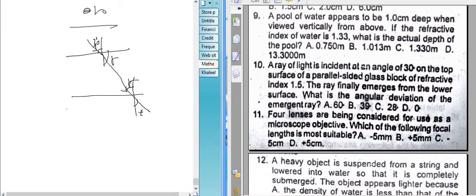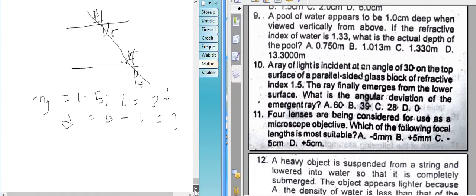So now, for us to get this answer, let us jot down our data. First, we have the refractive index from air to glass, because this is glass. So from air to glass is 1.5. And we have the angle of incidence is 30 degrees. We are looking for the deviation. Deviation is the angle of emergent minus the angle of incident. We don't know the angle of emergent, so for us to get this, let us apply Snell's law.